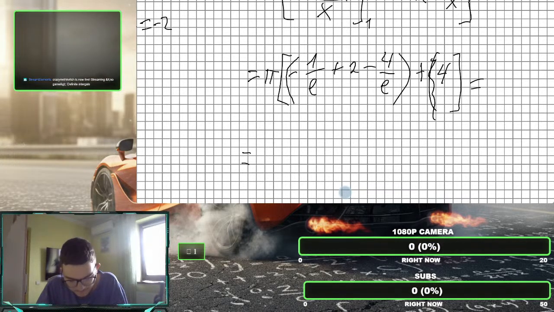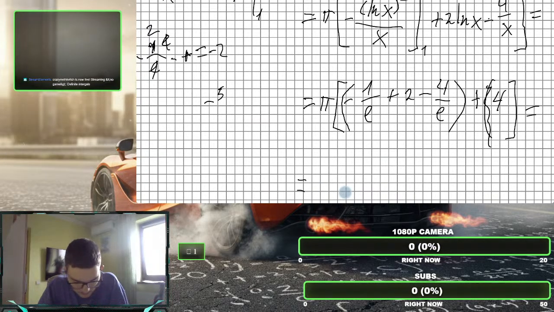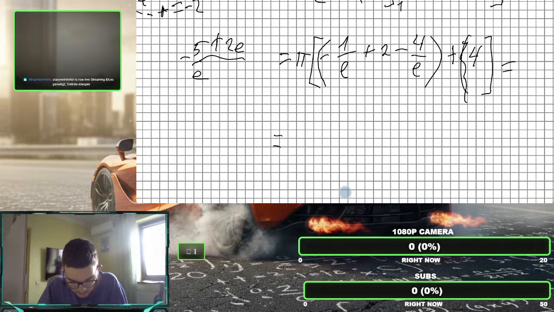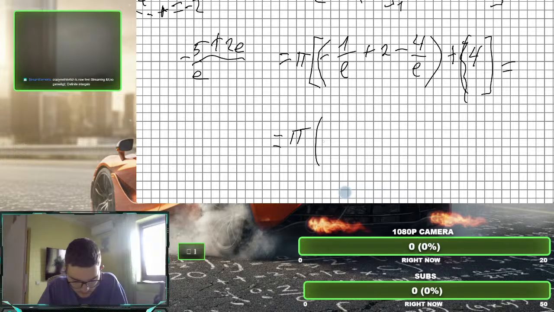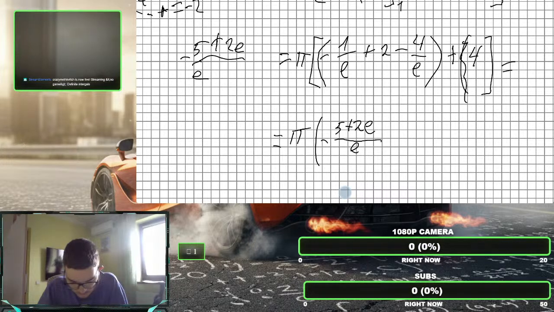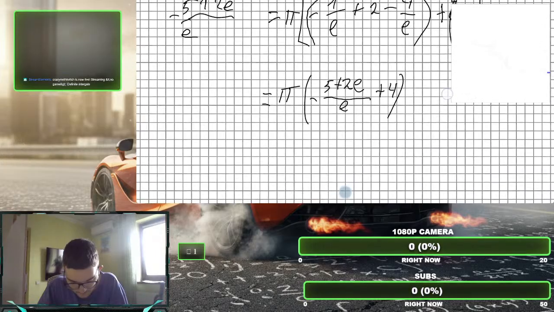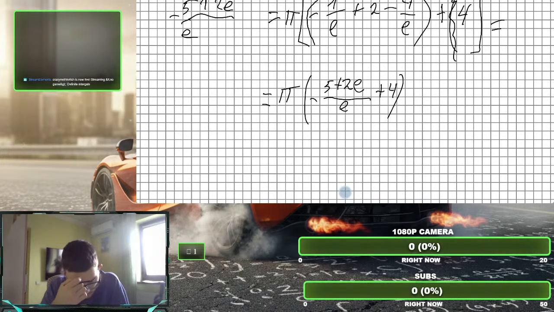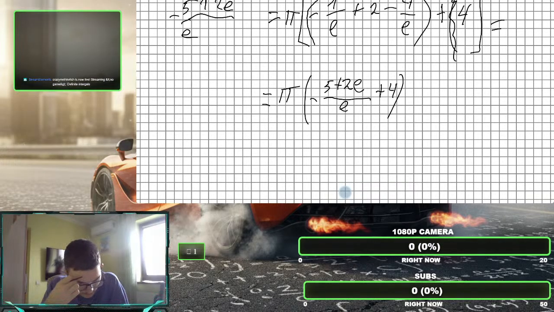and then I also have a common denominator, right? So it'll be minus 5 divided by e. Here I can write plus, and if I put it with common denominator, plus 2e here, and I got this, and then plus 4 from there, minus 5 plus 2e divided by e plus 4. I guess the final form is like this. Actually, it's pi times 2 minus 5 over e.